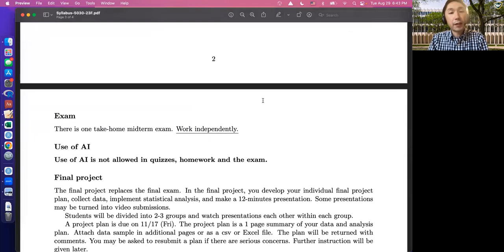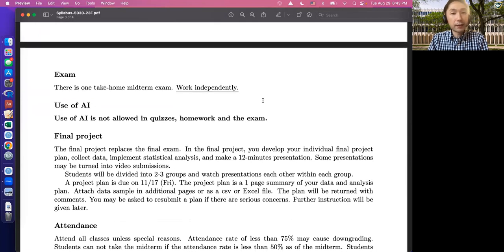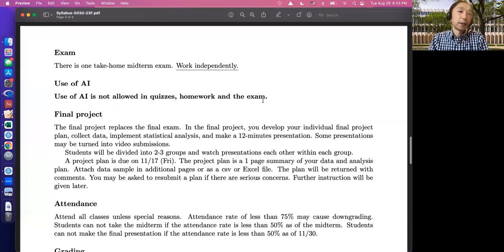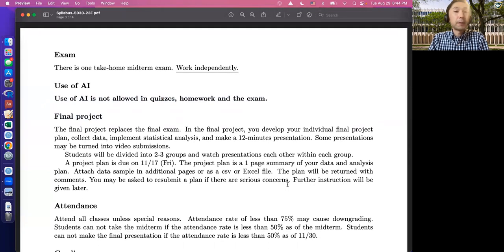And for the exam, there is one take-home exam in October. Work independently. The exam usually has some applied statistics questions and also some coding questions. And use of AI: it is not allowed in quizzes, homework, and the exam, just for training purposes. In final projects, you can use some AI to help with coding and statistical analysis, but for the exam, quizzes, and homework, it's not allowed.